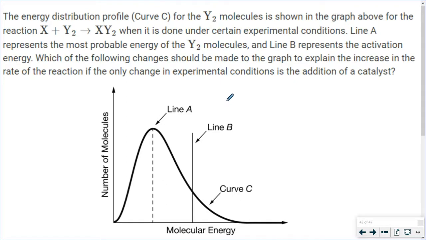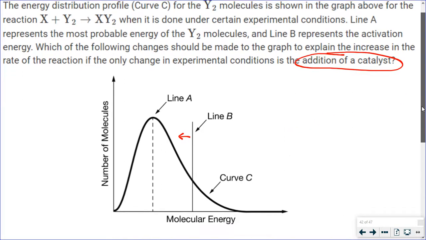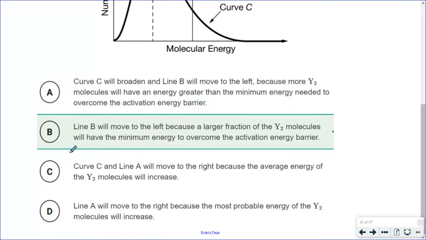Energy distribution profile. This is a Boltzmann's curve for the Y2 molecules as shown. The reaction X plus Y2 when it's done under certain experimental conditions. Line B represents your activation energy. Which of the following changes should be made to the graph to explain an increase in the rate of reaction if the only change is a catalyst? A catalyst lowers your activation energy. So our activation energy, if it's line B, we need to move line B to the left. And that's our answer right here.